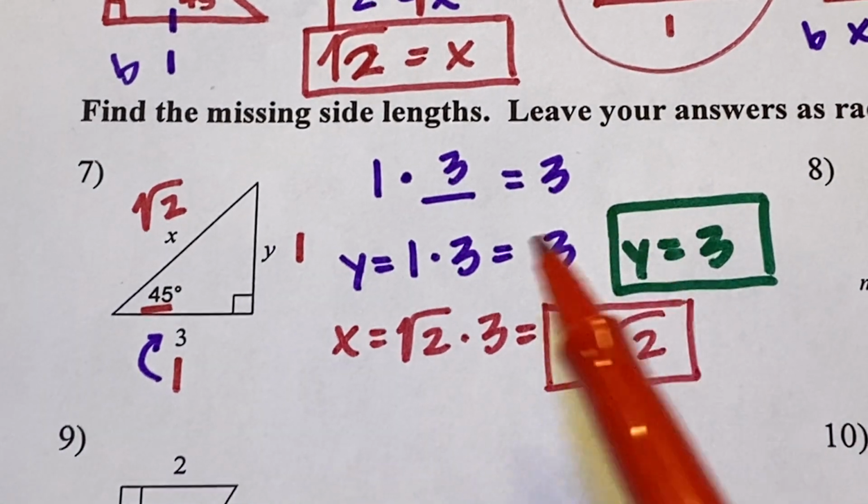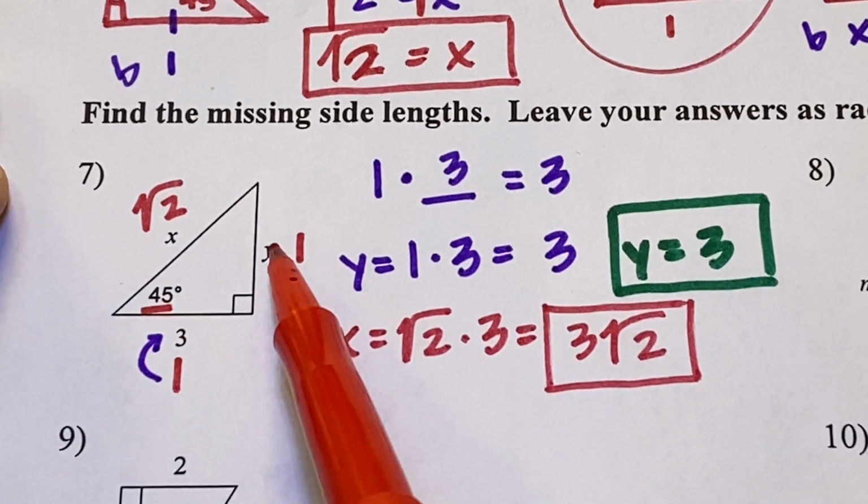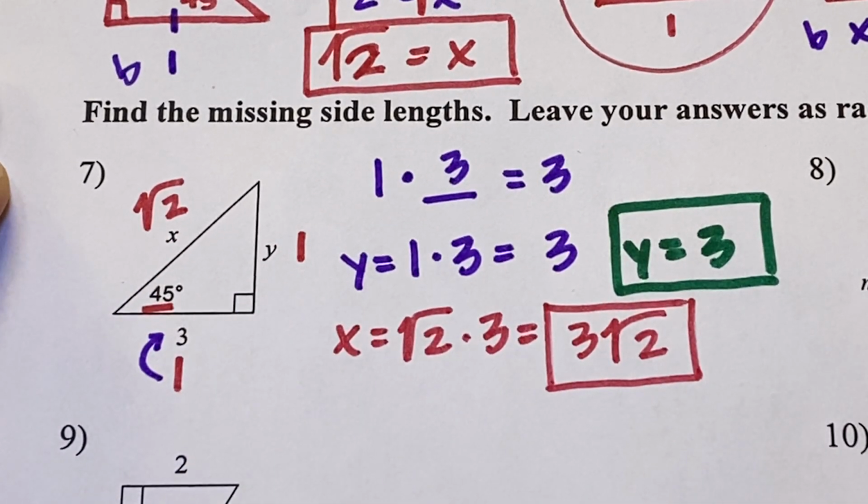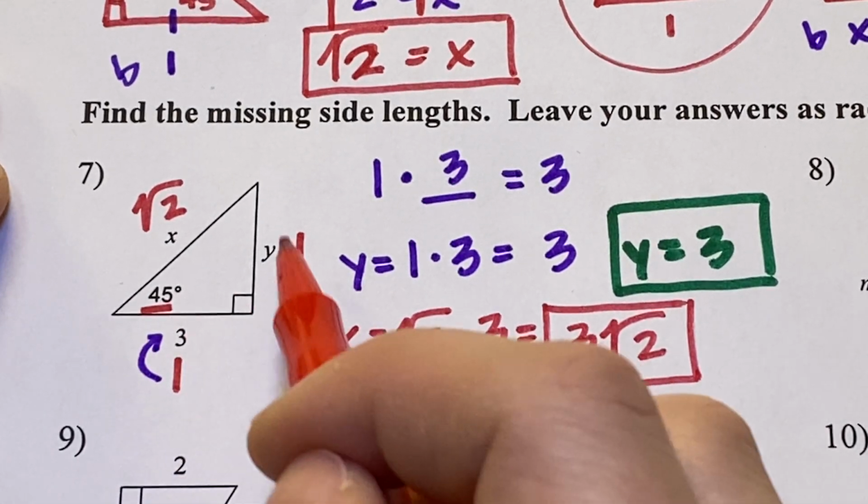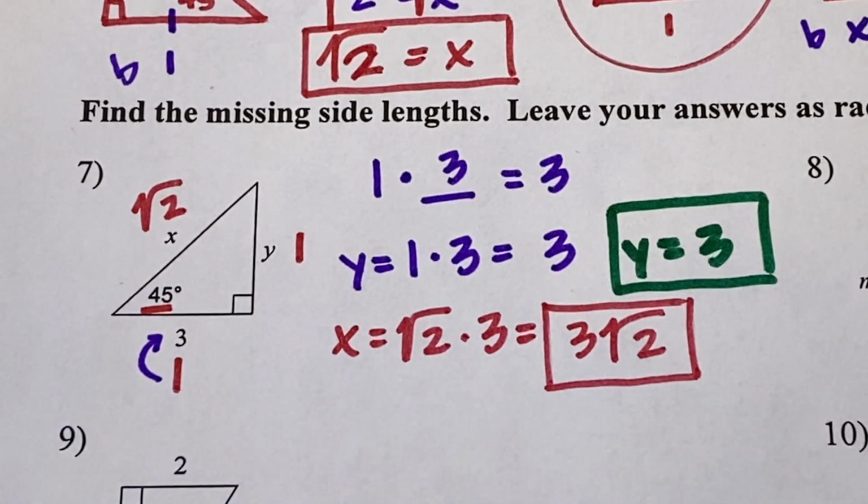So my missing sides became 3 and 3 root 2, because we just multiplied every side by 3. Kind of weird. Just got to figure out what it's being multiplied by, then do the same thing to every side.